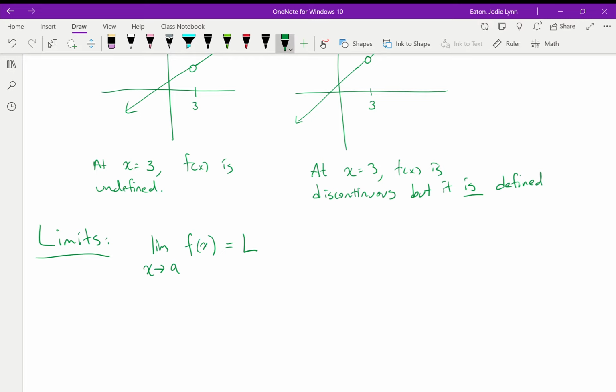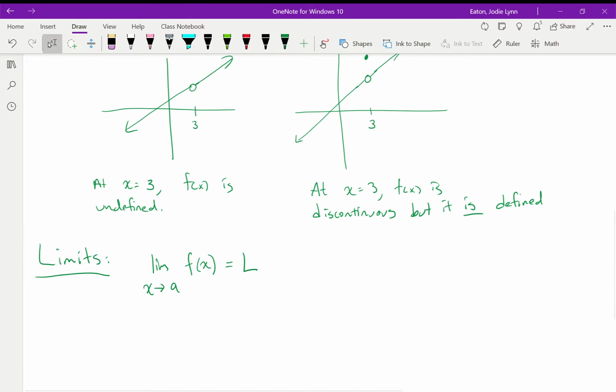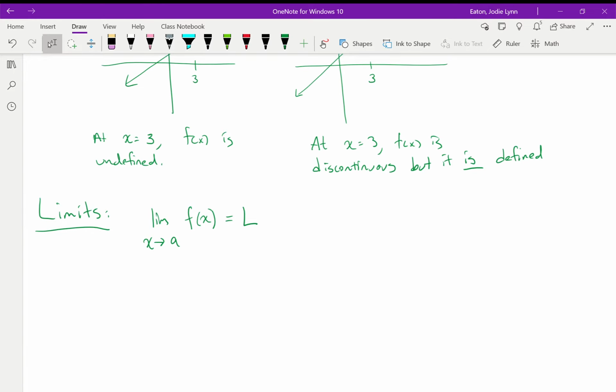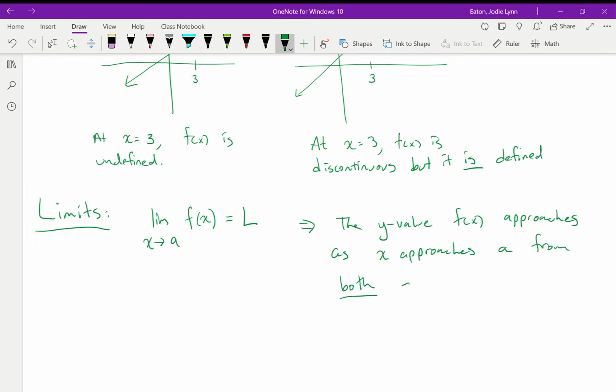So this is not what the function is at x equals a, at that point a. It is where the function is going. So for example, it needs to approach it from both sides. The y value, f of x, approaches as x approaches a from both sides. It's really important that it has to be the same from both sides.